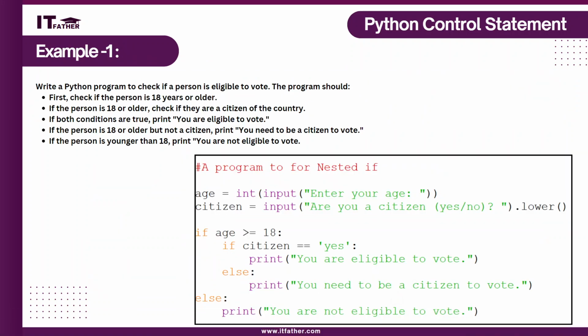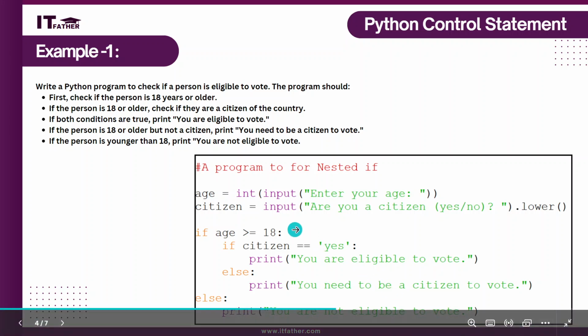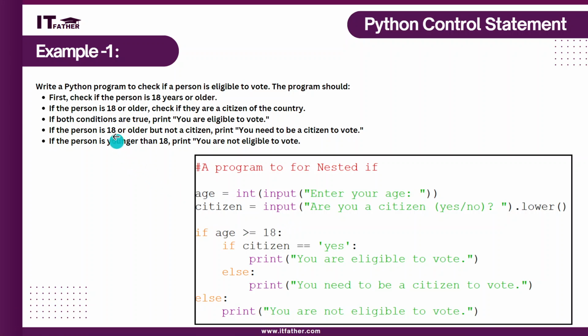Now one example is here. In this program we need to check if a person is eligible to vote. The program should first check if the person is 18 years or older, and if so, then check if they are a citizen of the country. If both conditions are true, then print "you are eligible for the vote."